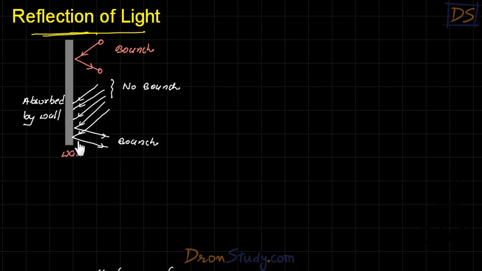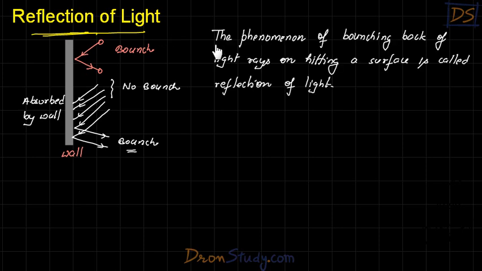So this phenomenon of bouncing back of some of the light rays is called reflection of light. So we can write down: the phenomenon of bouncing back of light rays on hitting a surface is called reflection of light.